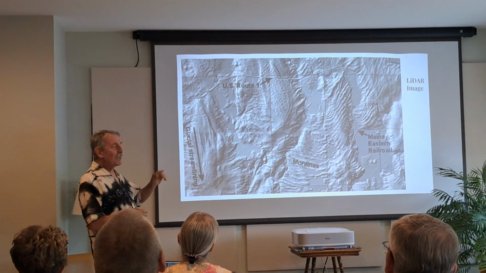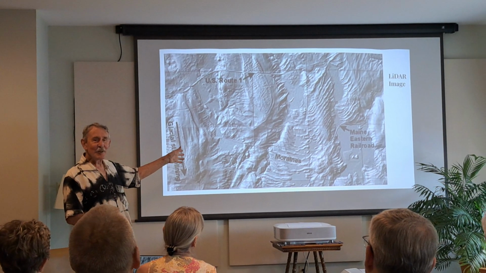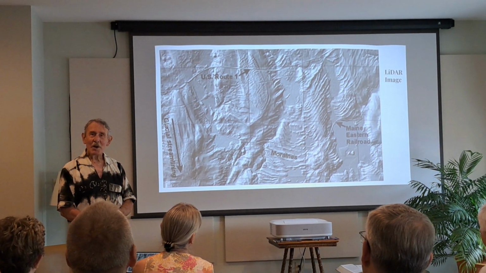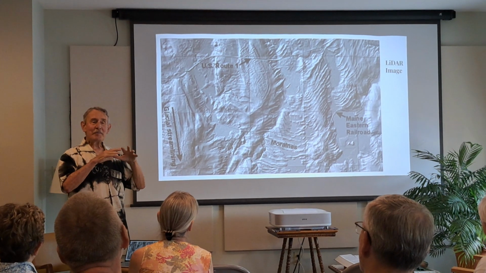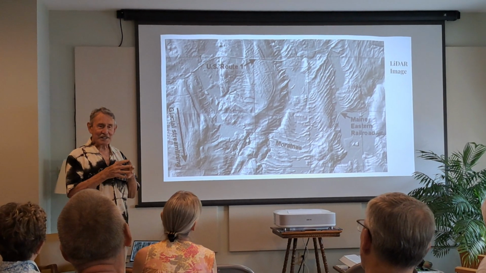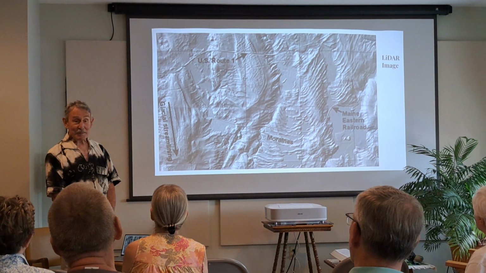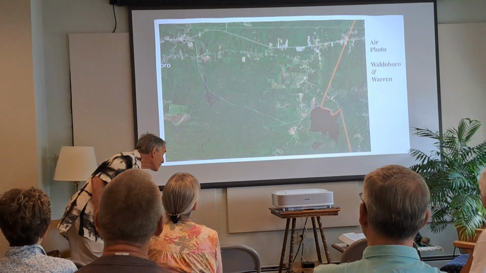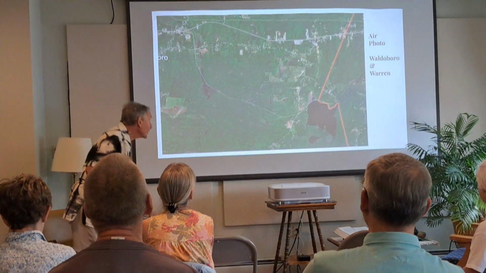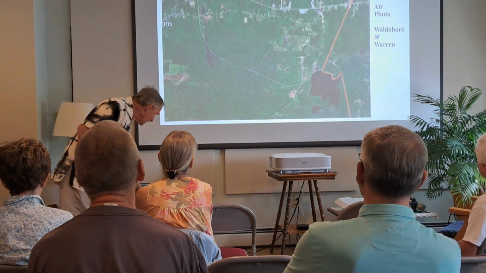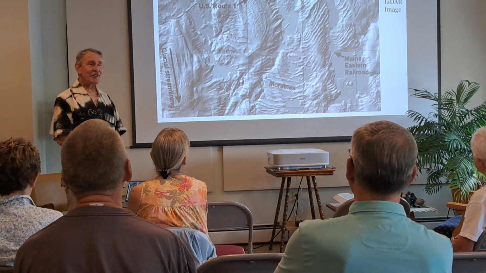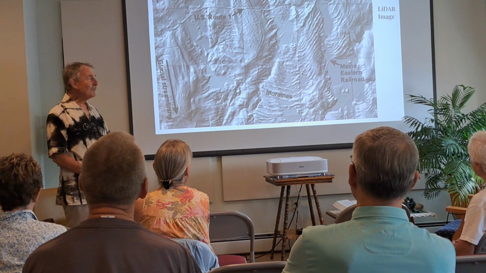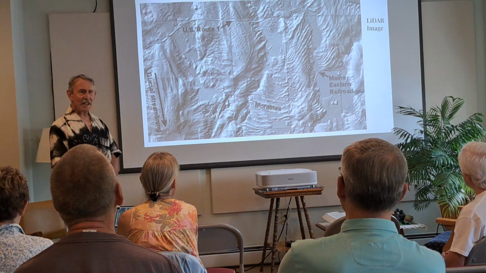But this is what LiDAR can tell you about the land surface. This LiDAR is like magic to me. It takes away the vegetation that you saw quite clearly here. You can't see the land surface, but here you can. So what are all these funny lines?